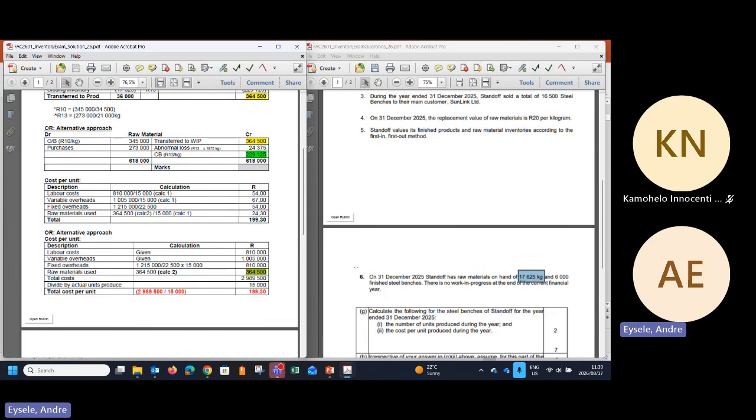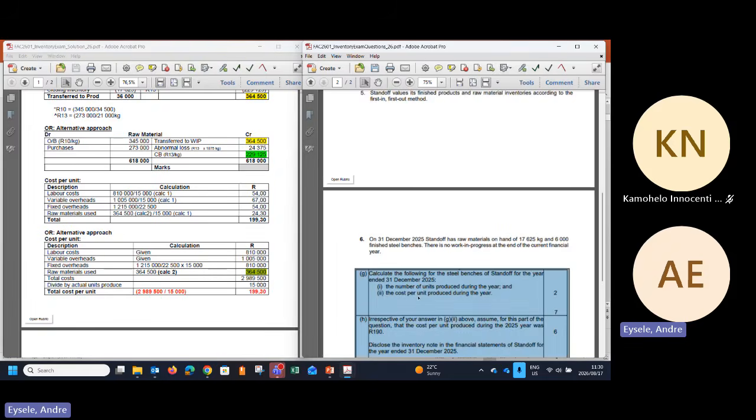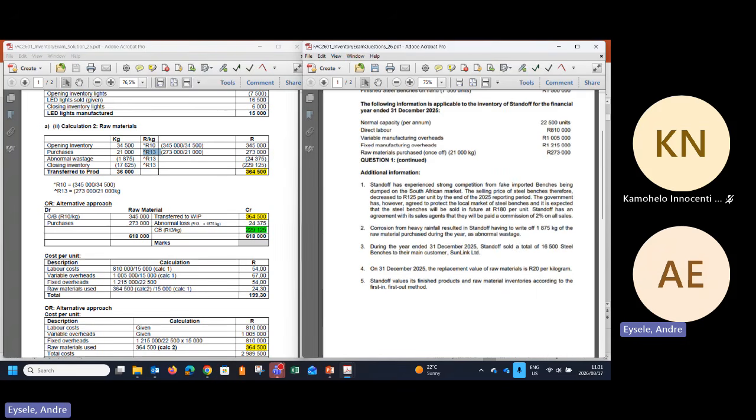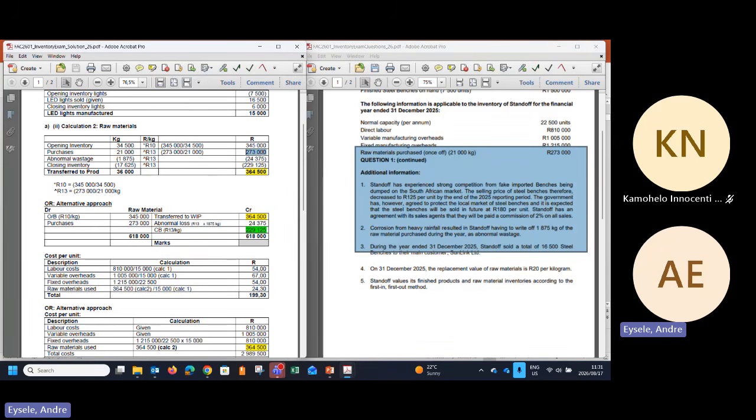Remember, we are determining the cost per unit of the steel benches. So we took raw materials. What does that consist of? Raw materials consisted of your opening stock plus the purchases, in kilograms, but we multiply it by 13 Rand because we've already got the valuation of that. They gave us that. 273,000 divided by 21,000 kilograms gives you your 13 Rand per unit. So they gave us that value.